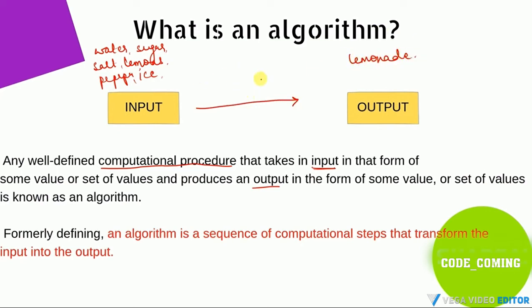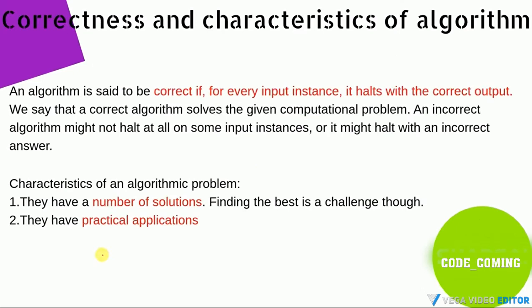Applying this real life example to a computational procedure is what is called an algorithm. So formally defining, an algorithm is a sequence of computational steps that transform the input to the output. Now that we know what an algorithm is, how do we decide whether the algorithm that we have written is correct or not? And what are the probable characteristics of an algorithm?